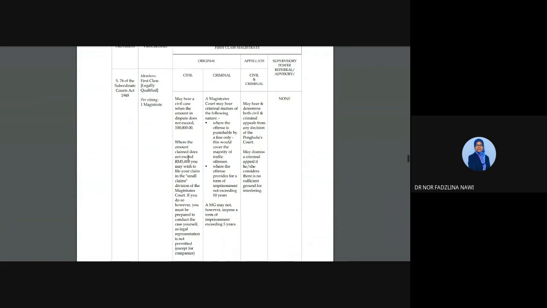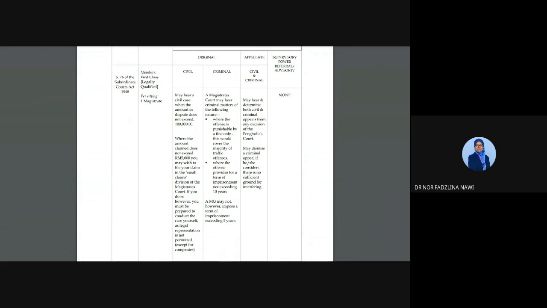For civil jurisdiction, they can hear cases where the amount in dispute does not exceed 100,000 ringgit. Whereas if the amount does not exceed 5,000, you can bring the case yourself to the Small Claims Division of the Magistrate Court. You don't need a lawyer for this. There is an allowance for the Small Claims Division in the Magistrate Court.